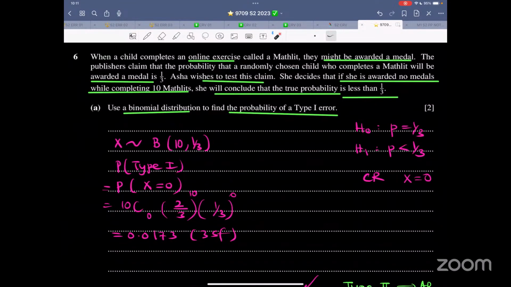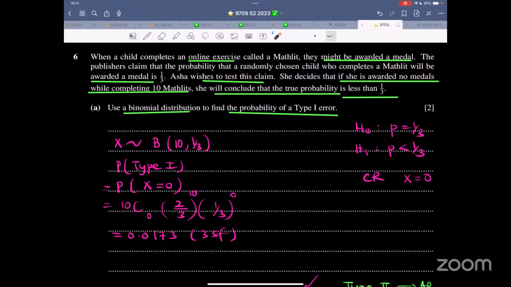It says when a child completes an online exercise called MathLit, they might be awarded a medal. The publisher claims that the probability that a randomly chosen child who completes this will be awarded a medal is 1/3. Asha wishes to test this claim. She decides that if she is awarded no medals while completing 10 of these quizzes, she will conclude that the true probability is less than 1/3.